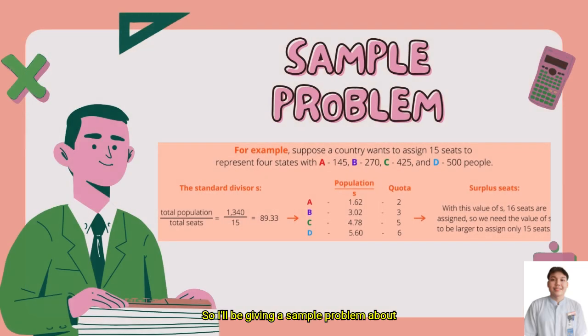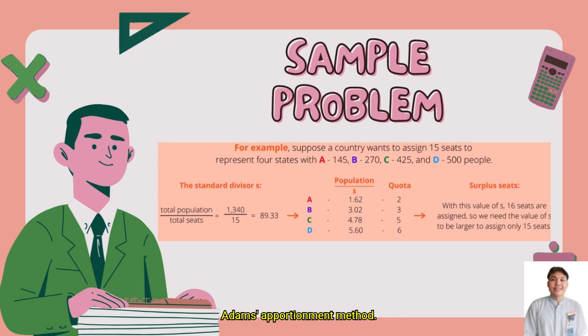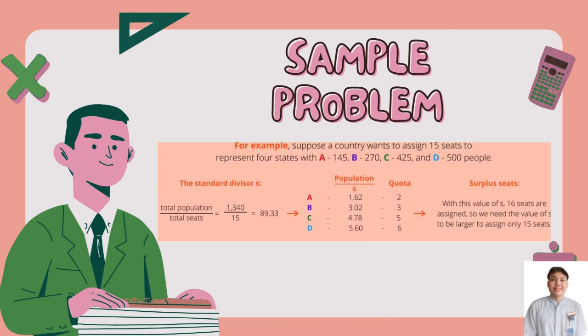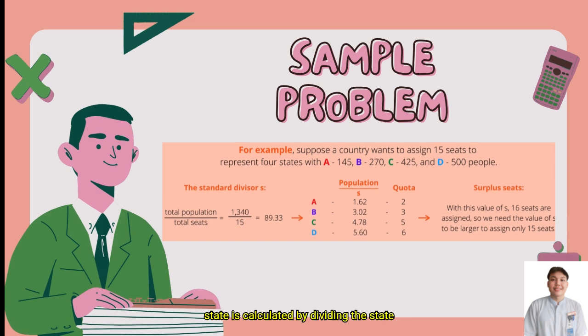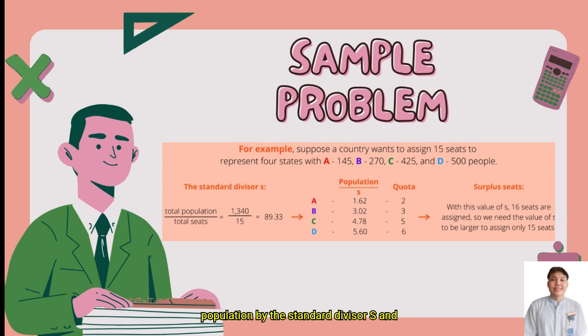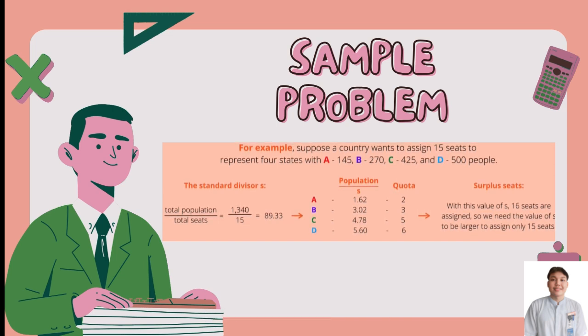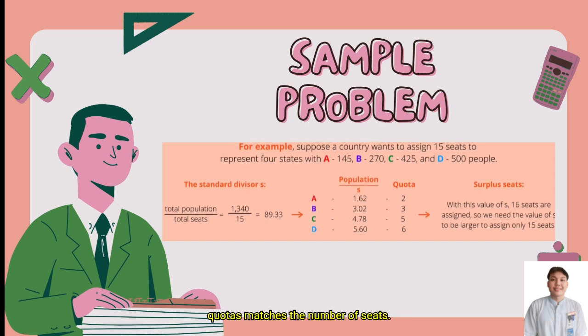So I'll be giving a sample problem about Adams' apportionment method. Again, Adams' apportionment method is used when congressional seats are apportioned. The upper quota Q for each state is calculated by dividing the state population by the standard divisor S and rounding up. Using Adams' method, S is changed until the sum of the upper quotas matches the number of seats.